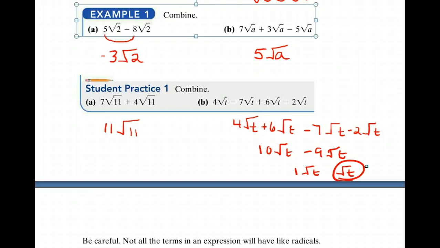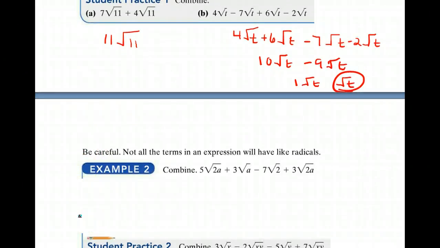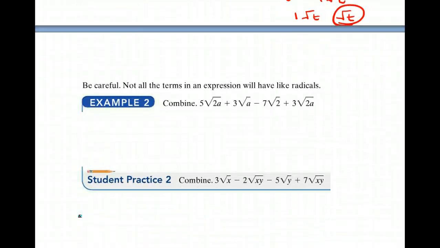Now, I do want to caution you that not all of the terms in an expression will have like radicals. So you have to be very careful as you are going through your problem. Okay? When you're being asked to combine, it's a good idea for you to rearrange those terms to put your like radicals beside each other. Okay, so I would rearrange this to say, well, what are my like radicals? I have 5 root 2a plus 3 root 2a.